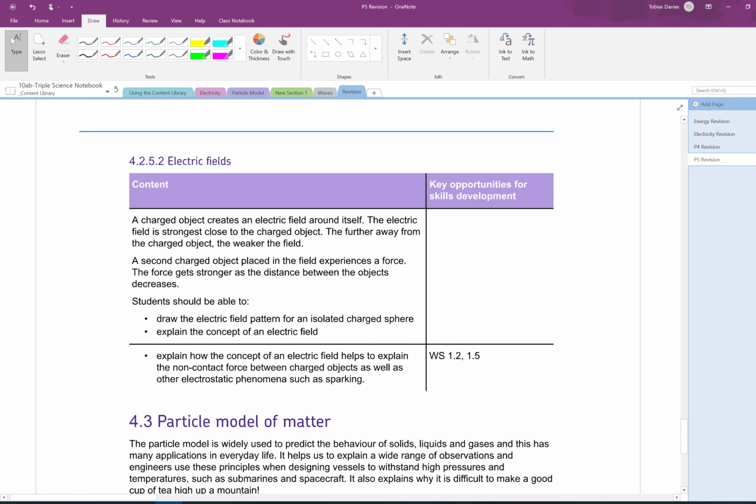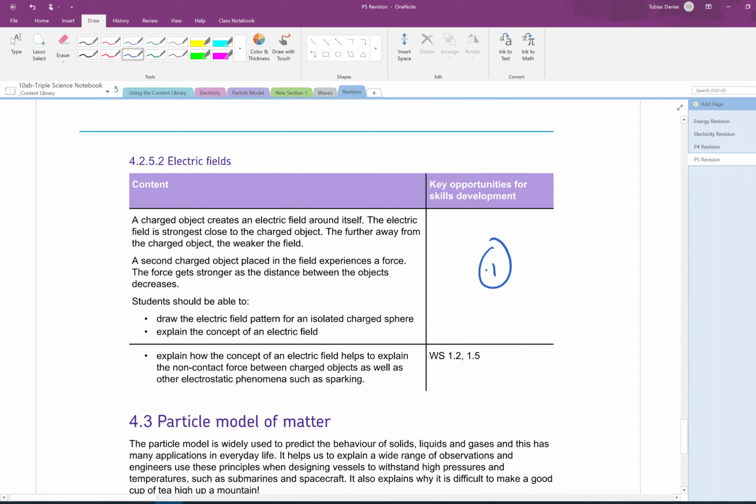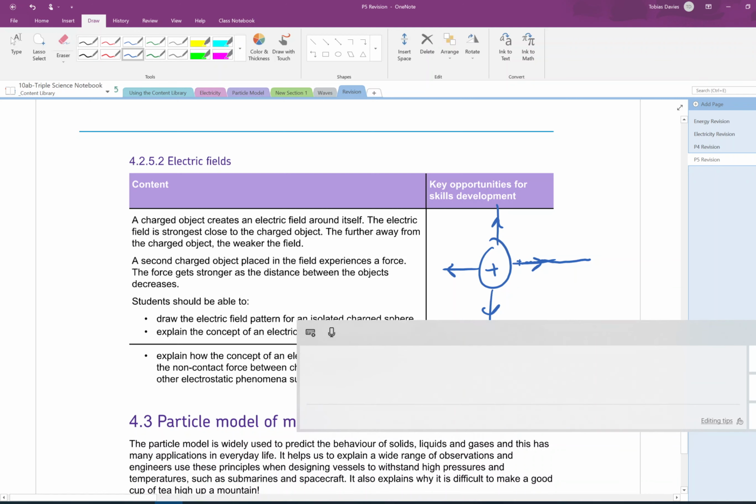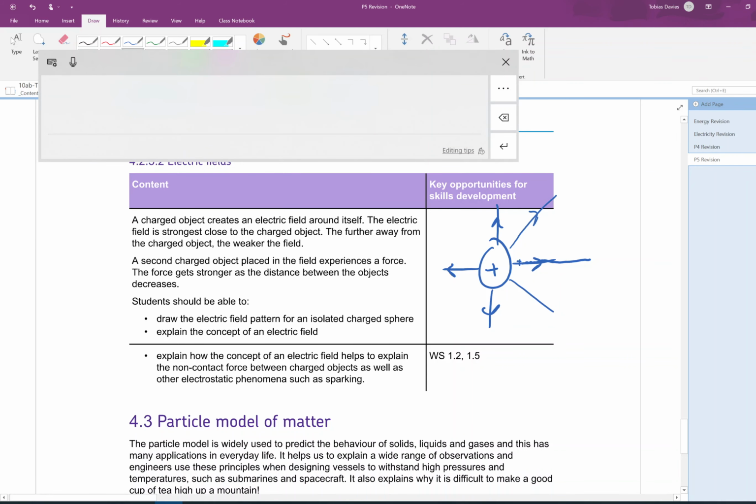So for a charged sphere, if you took any sphere, we talk about electric fields as being the force experienced by a positive charge. So if I've got a positive sphere, then I put a positive charge here, just like a sample positive charge, and ask what happens to it? Well, the force acting on it will be repulsive, so it will be repelled away from the sphere. So we draw field lines as being away from the positive charge.